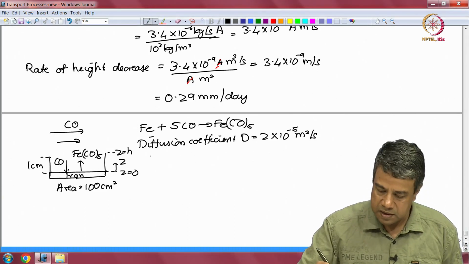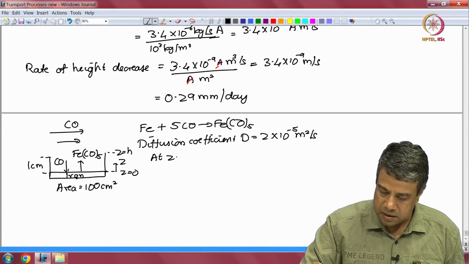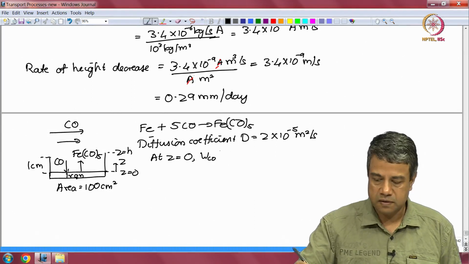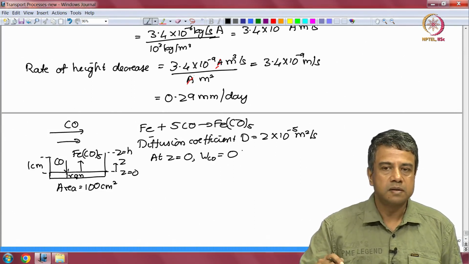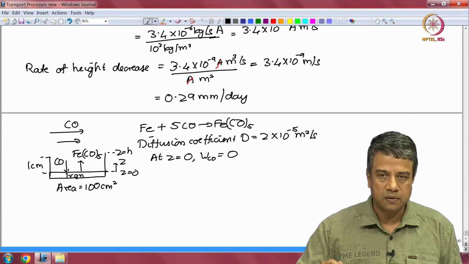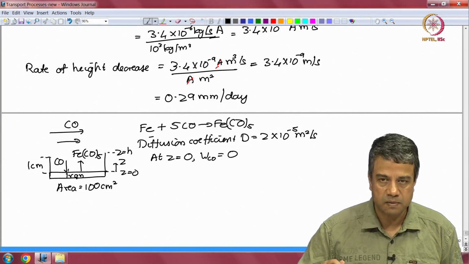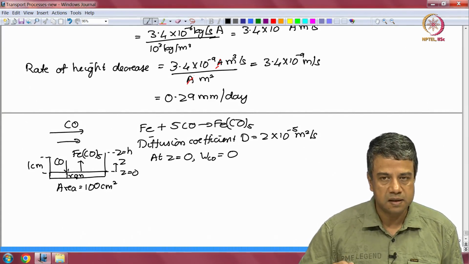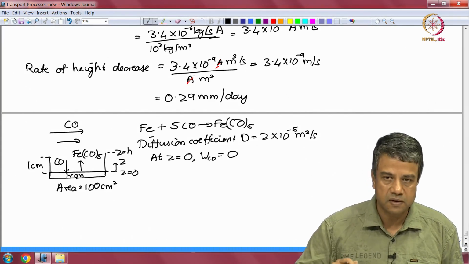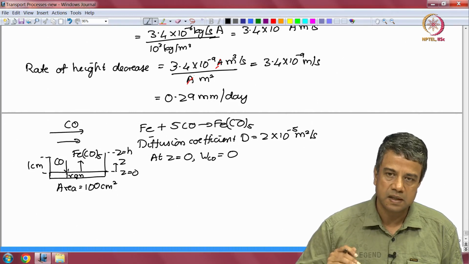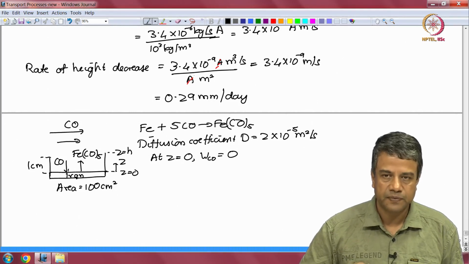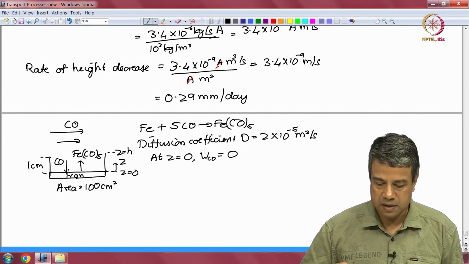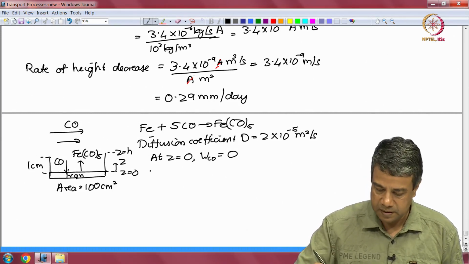And the boundary conditions are at z equal to 0, the mole fraction of CO is equal to 0, because whatever carbon monoxide comes down gets instantaneously absorbed by the surface, gets instantaneously reacted. So, this is a diffusion control process and the reaction happens instantaneously at the surface. Therefore, the mole fraction of iron pentacarbonyl is 0 at z equal to 0.